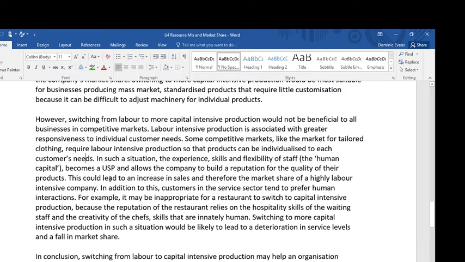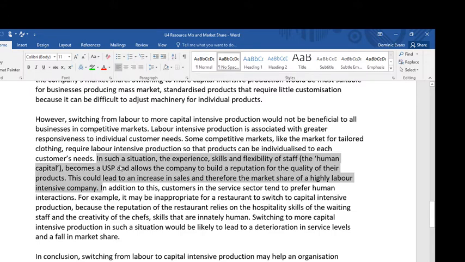So I've said that in some situations, the staff become the company's USP itself. And if we're going to get rid of the staff, then the reputation that some companies have for quality products may fall, and therefore it's going to reduce sales.